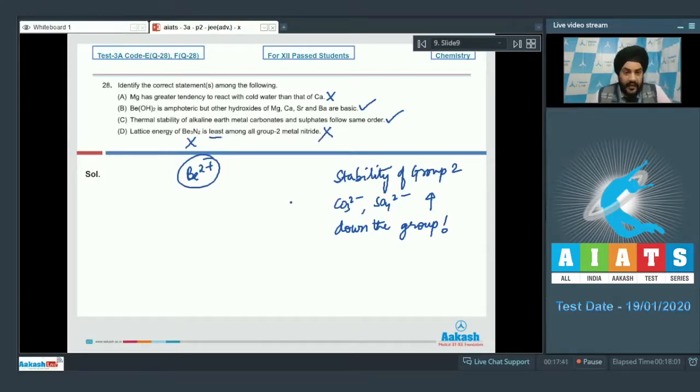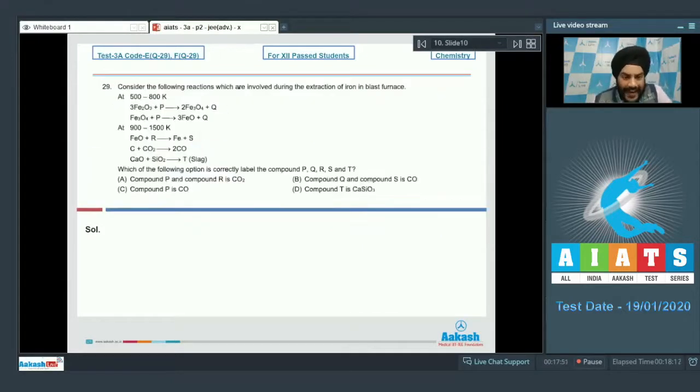So out of these given statements for question number 28, we have to mark the correct answer as option B and option C. Let us look at the next question now. Question number 29. Consider the following reactions which are involved during the extraction of iron in blast furnace. So the two temperature ranges have been given to us, students.